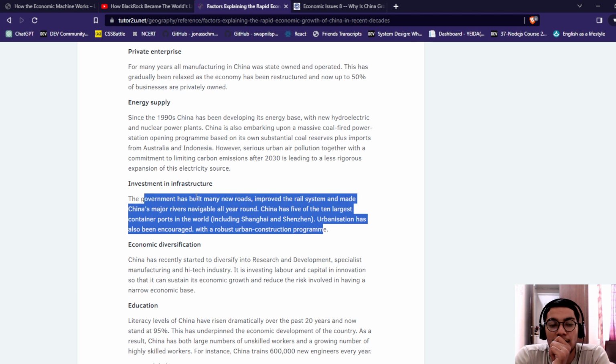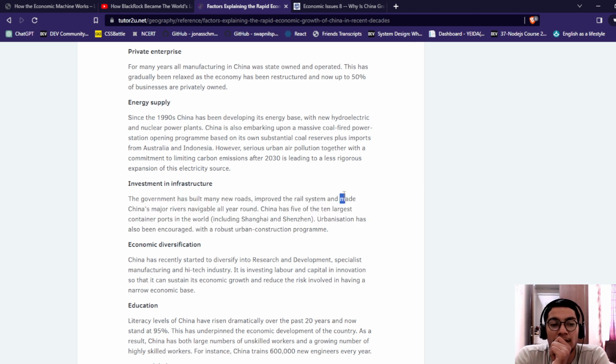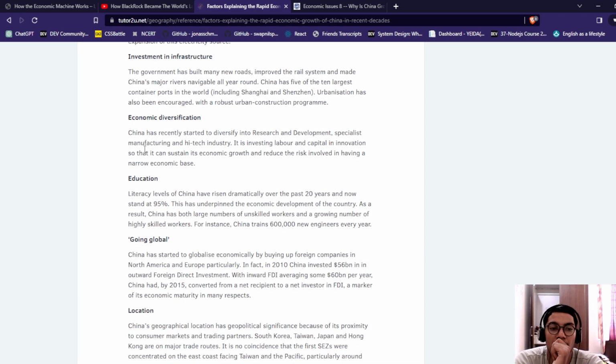The government has built new roads, improved the rail system, and made China's major rivers navigable all around. China has 5 of the 10 largest container ports in the world, including Shanghai and Shenzhen. Urbanization has increased with a robust urban construction program.